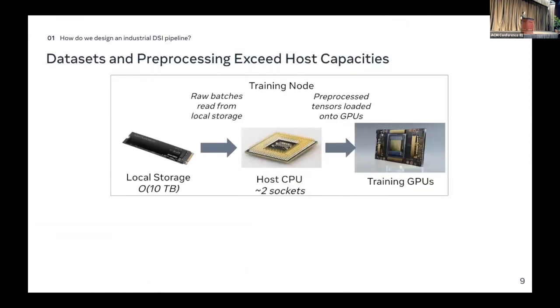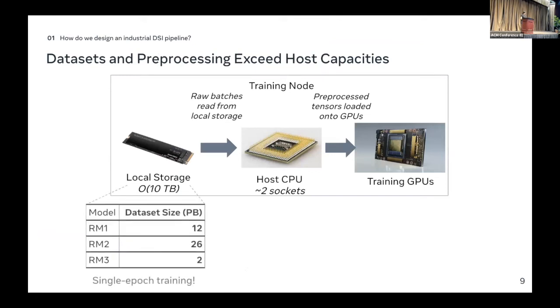But this setup doesn't really work in our environment, and I'll go through a few reasons why. The first is, if we just look at the simple data set size here, you can see that our recommendation models take up anywhere between 2 to 26 to even more petabytes of data. We only read these over a single epoch, and as a result, we can't store these data sets locally.